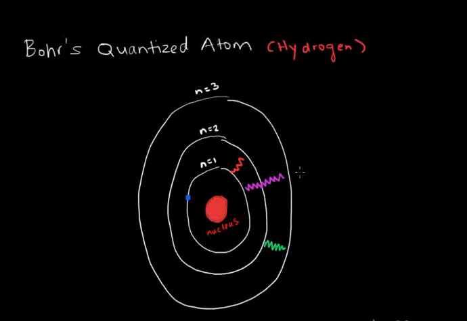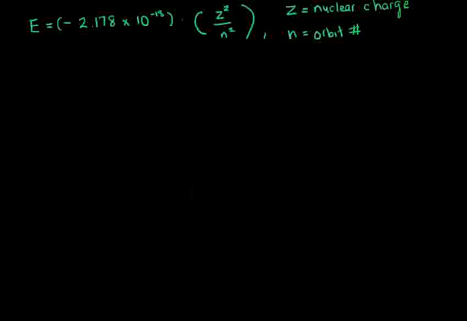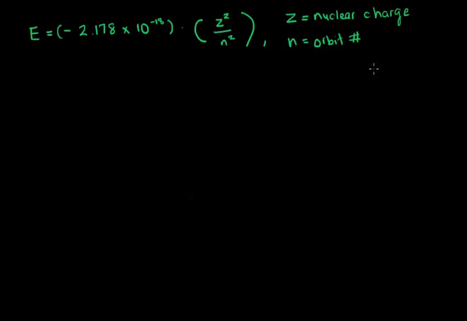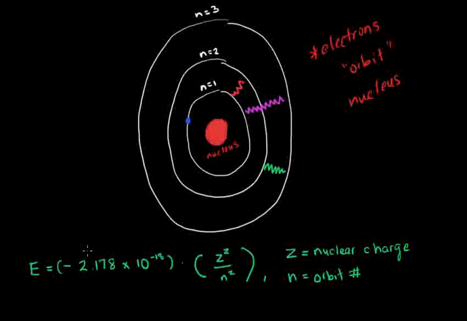So the big thing you want to remember about Bohr's model of the atom is electrons orbit the nucleus. Electrons orbit the nucleus. And Bohr came up with a little equation, which looks like this, to describe the energy of electrons at different levels of orbits. So he said that the energy of an electron was equal to this constant value right here, negative 2.178 times 10 to the negative 18, times quantity Z squared, Z being the nuclear charge, over n squared, n being the orbit number.